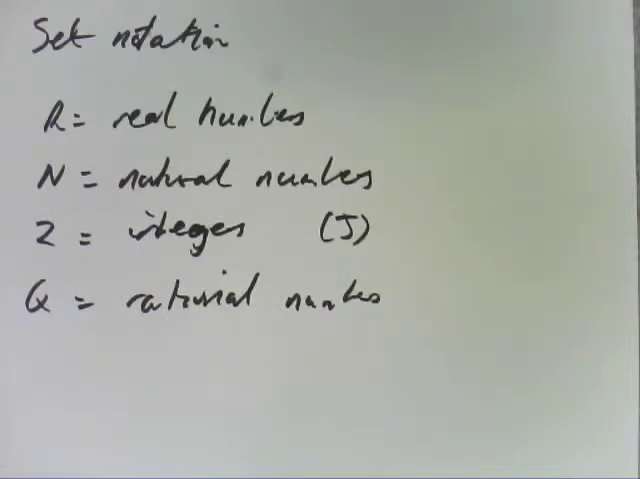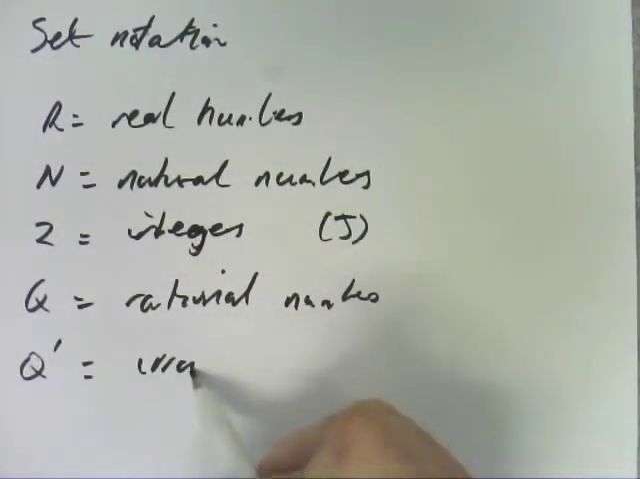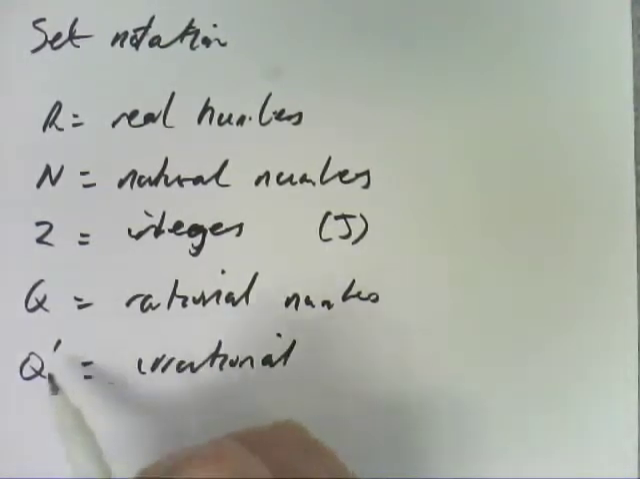Okay, what are we missing? Irrational ones. Q naught, yeah, so Q naught is irrational. So that little symbol there means Q naught, or not Q.